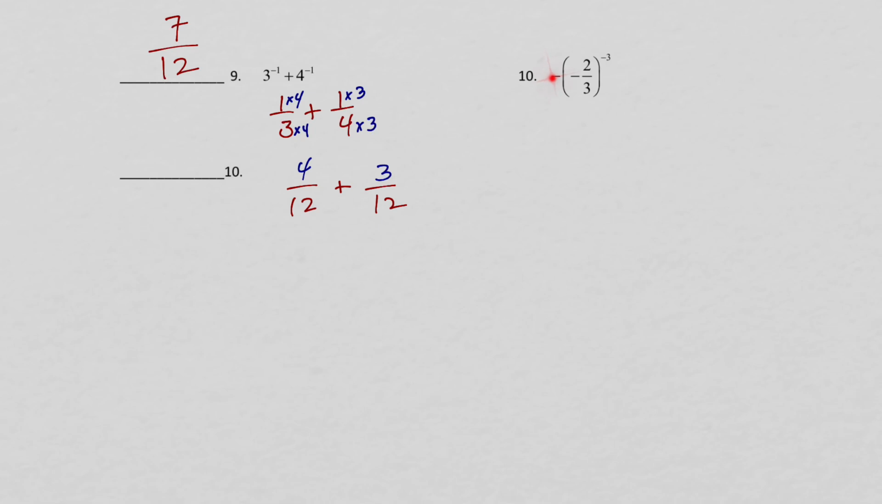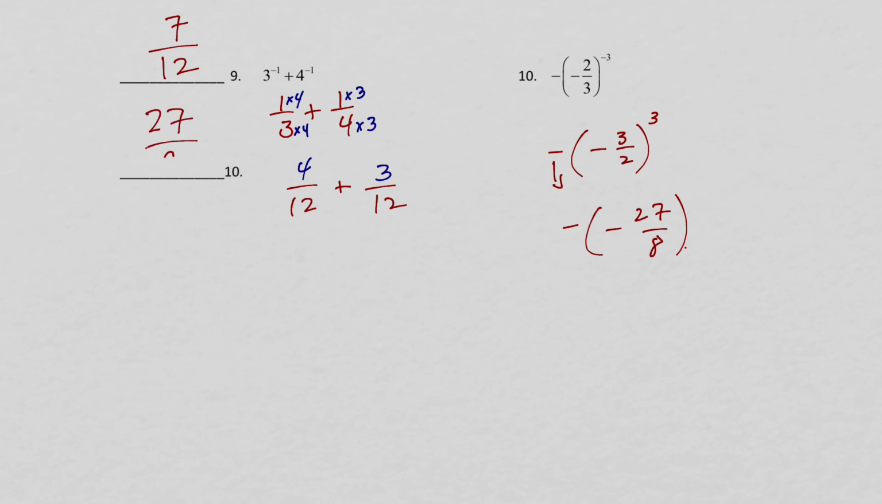Okay, here I'm going to leave this negative on the outside, and I'm going to take care of this negative first. So right now I have negative, and this will become negative 3 over 2 to the positive 3. Now this negative is being multiplied an odd number of times, so it remains negative. 3 to the 3rd power is 27, and 2 to the 3rd power is 8. And we still have this negative on the outside. Now these negatives will multiply together, and we'll get a positive 27 over 8.